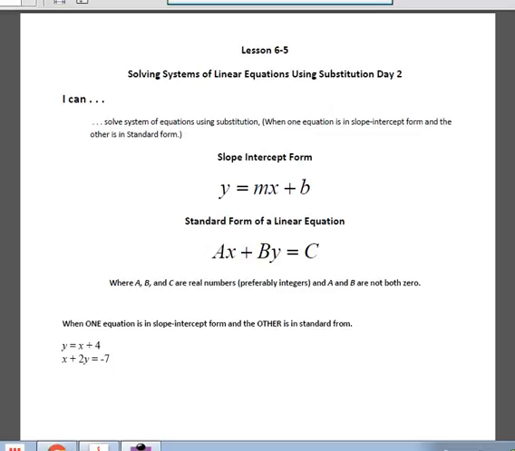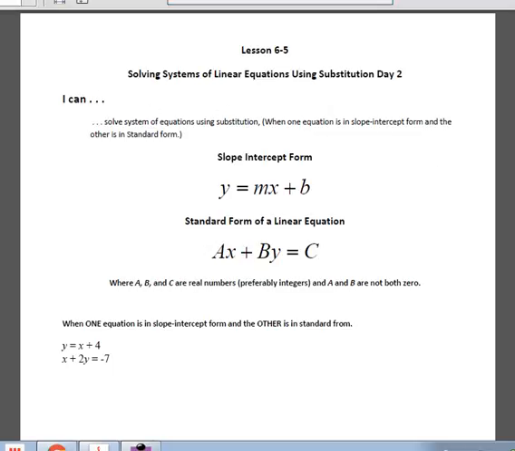This is lesson 6-5. This lesson begins on page 26 of your notes packet from your binder. The title is Solving Systems of Linear Equations Using Substitution, Day 2. The last lesson we did substitution, but it was a little different than what we're going to do today. It's still going to be 5 steps, but you'll see what the change is with this one.